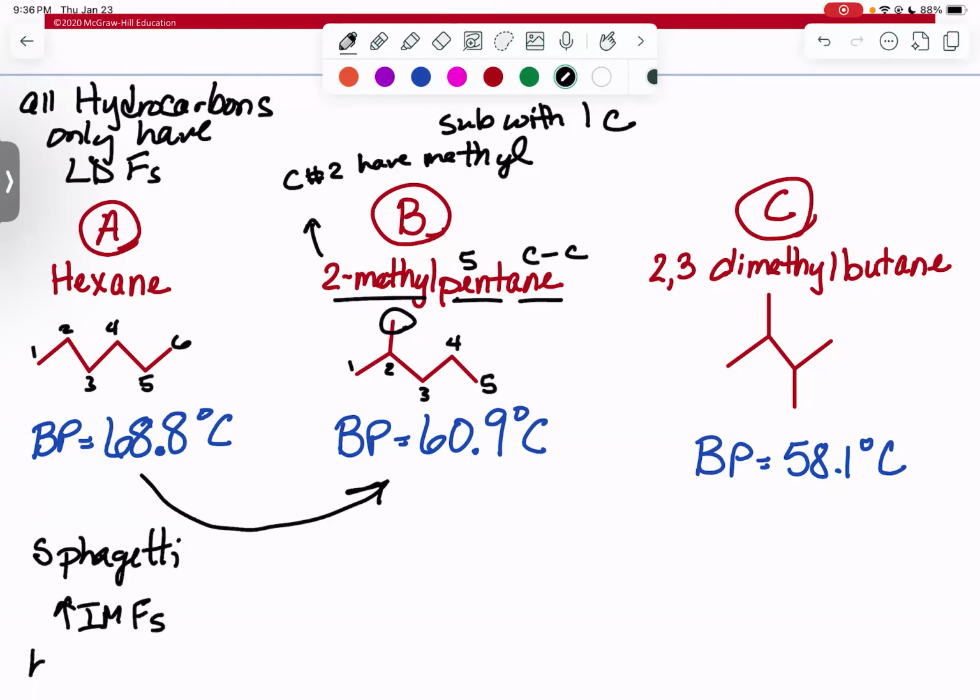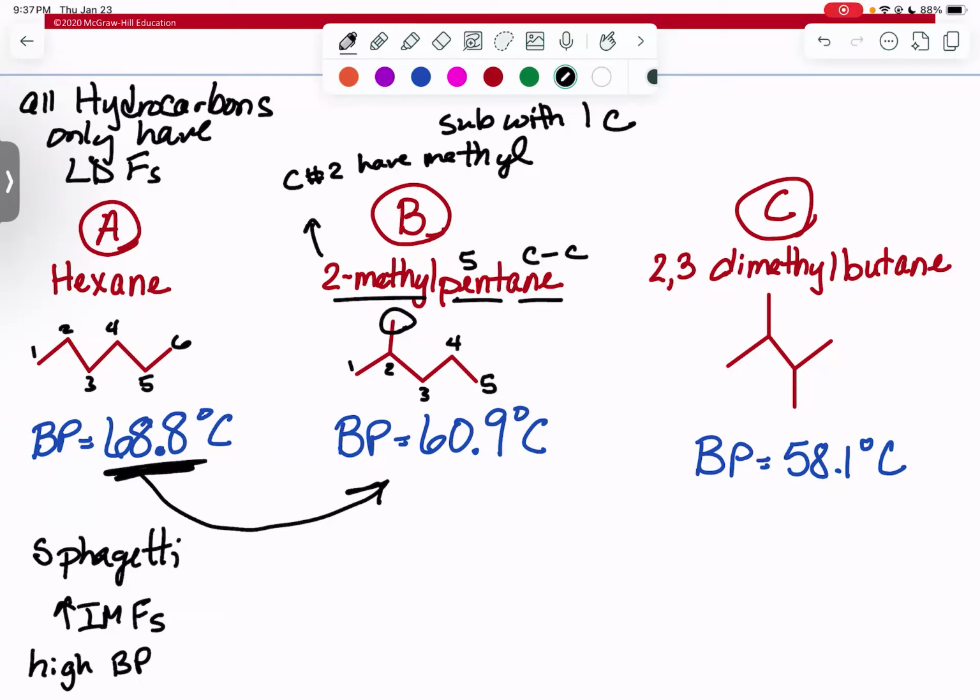So we're going to have a relatively high boiling point, and that high boiling point relatively is 68.8 degrees Celsius. Go now to 2-methyl pentane. 2-methyl pentane isn't quite like a spaghetti strand, right? It's got a branch coming off of it. Instead of being one long chain, it's got a little branch coming off of it.